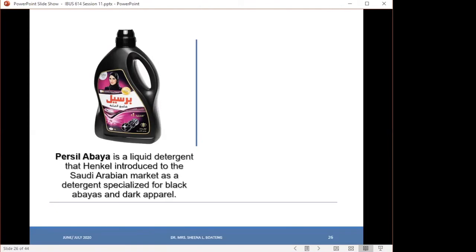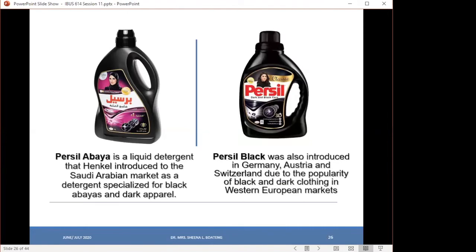But they realized that it was so successful that they wanted to introduce the same product in Europe. But they couldn't introduce it the same way with the abaya because people in Europe don't wear abaya, do they? So they decided to introduce it in Europe under a different name with a different kind of packaging. So even though the Persil that they introduced in Europe was the same formulation as the one they introduced in Saudi Arabia, on the packaging, they put a different kind of woman in a black attire that is usually worn by women in Europe. And they named it Persil Dark and Black Care.